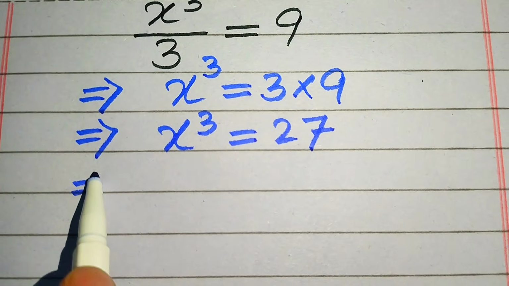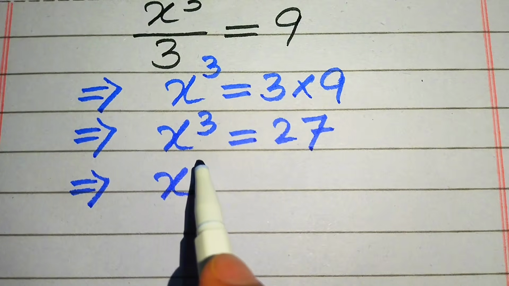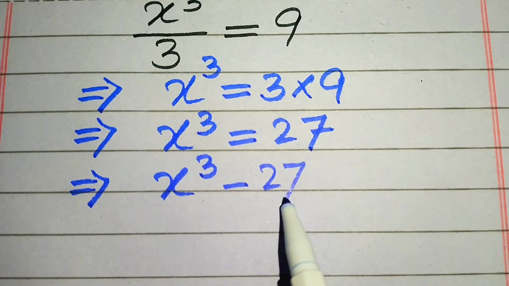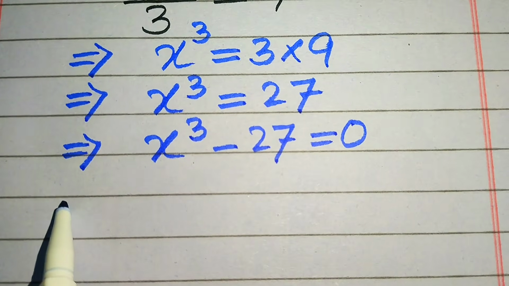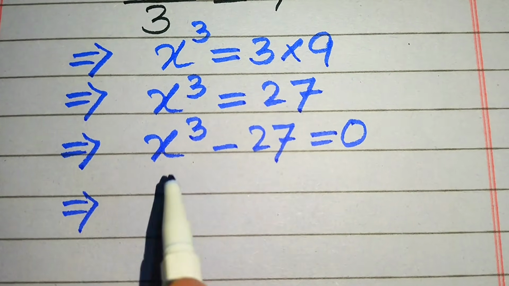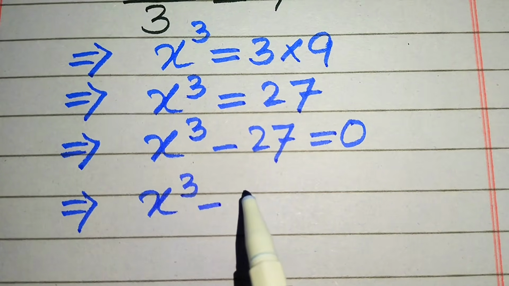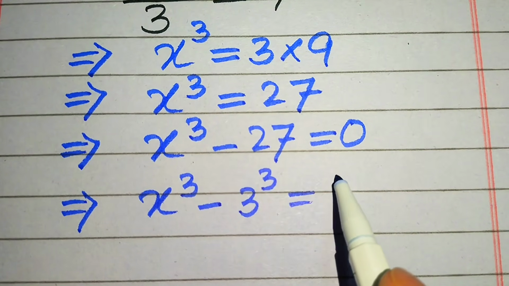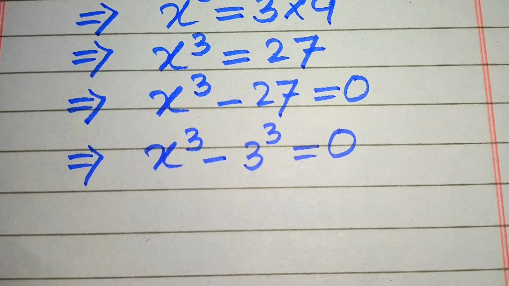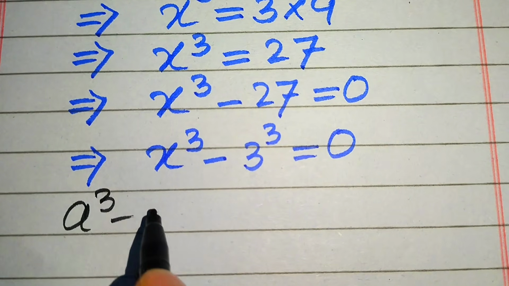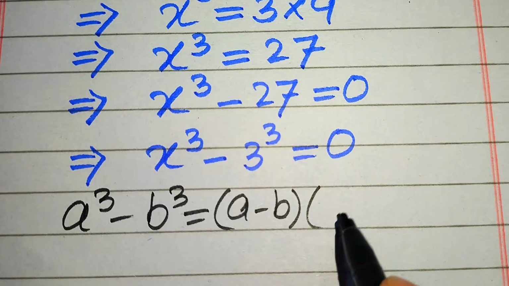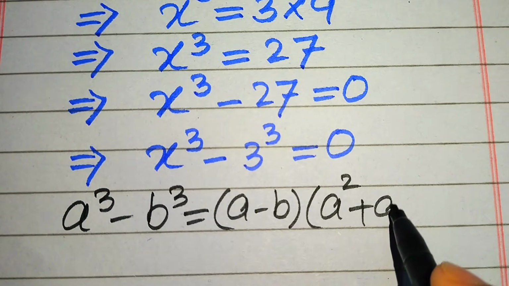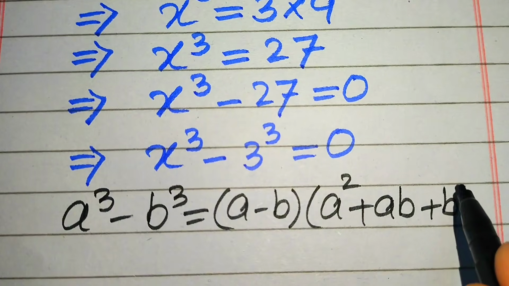Now we move 27 from the right hand side to the left hand side, and we obtain x cubed minus 27 equals 0. Now we find the prime factors of 27, and we know that 27 is 3 cubed, so x cubed minus 3 cubed equals 0. Here we use the cubic formula. You know that a cubed minus b cubed equals a minus b times a square plus ab plus b square.